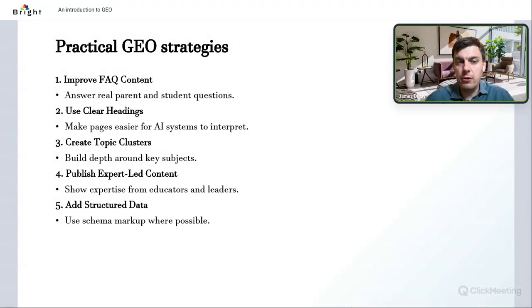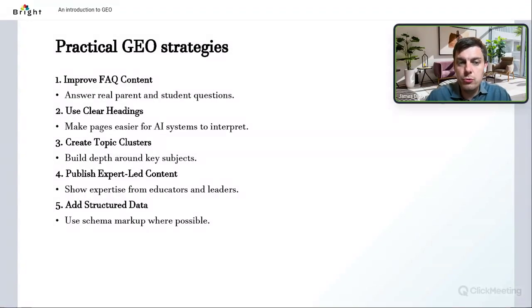So if you're a business, you might be having questions coming through at the moment from your website or customers or chat functionality on your website. Use those questions to produce a frequently asked questions section that is relevant. Use clear headings, so make pages easier for AI systems to interpret them. Create clusters within topics, so build depth around key subjects.